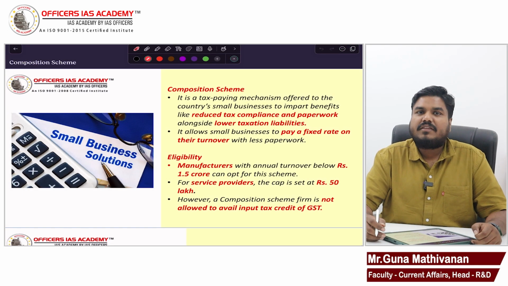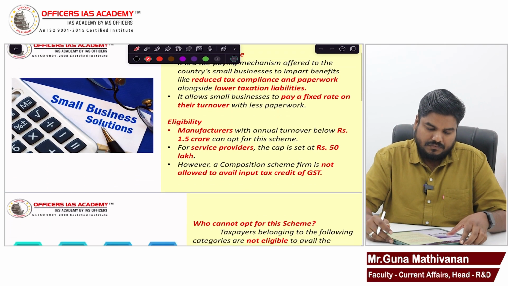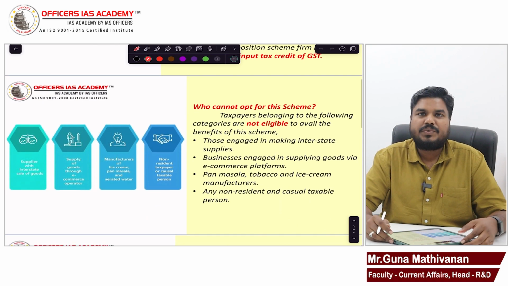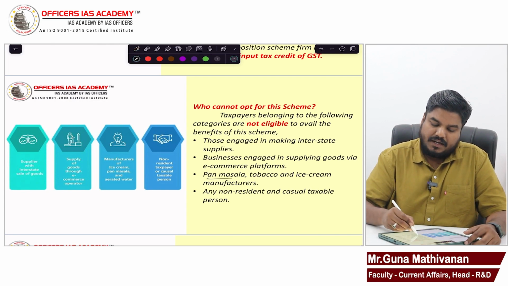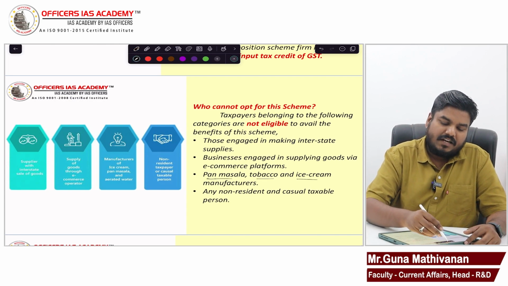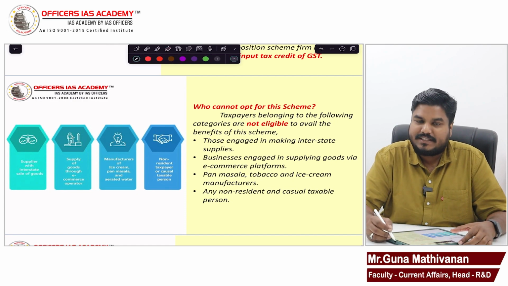So here I have given the slides regarding the composition scheme. You can go through them. You can pause the video and make precise notes if you want. There are items like pan, tobacco, and ice cream manufacturers. They are not eligible. They cannot opt for the composition scheme.